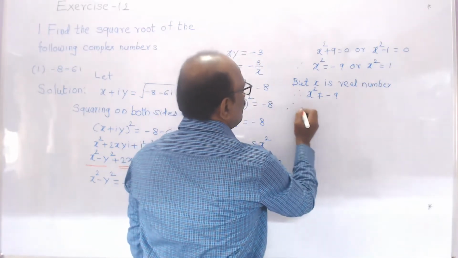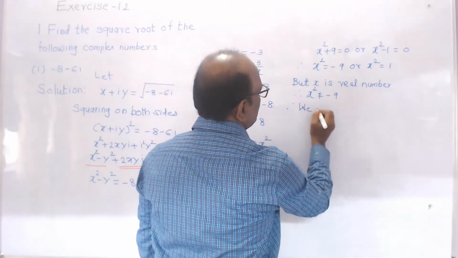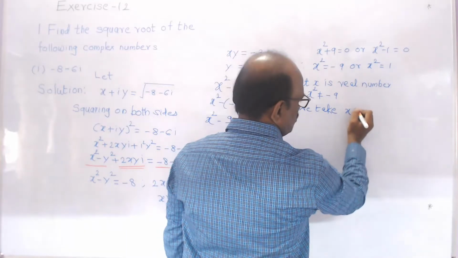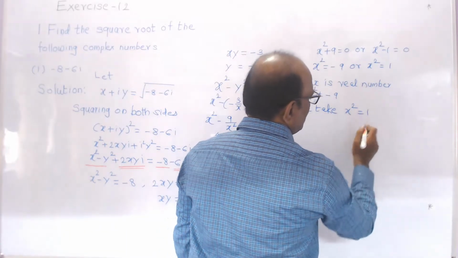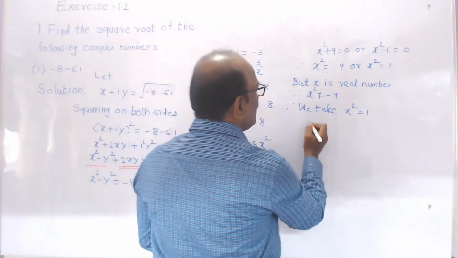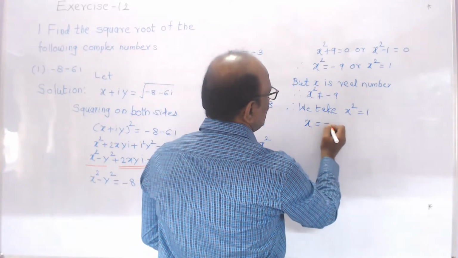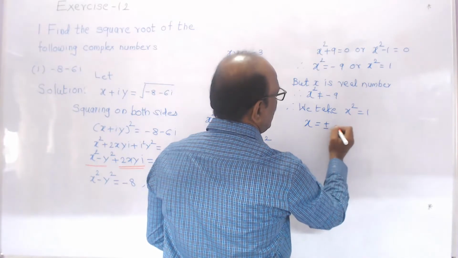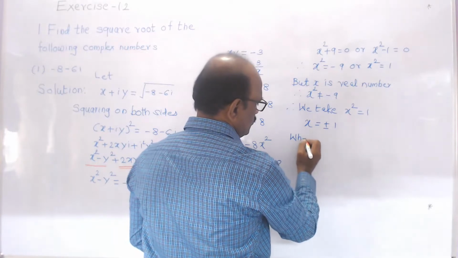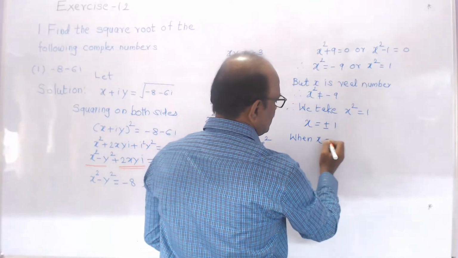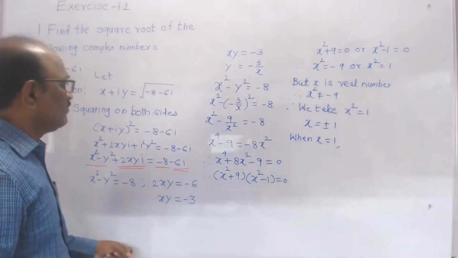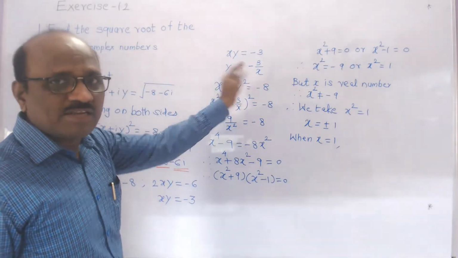This is possible. X square is equals to 1 and solve this. Taking the square root on both sides, then here you will get x is equals to plus or minus 1. Now, when x is equals to 1, then what about the y? We have, that is, y is equals to minus 3 upon x.